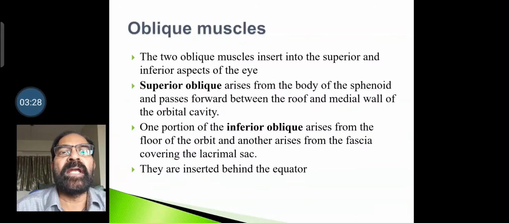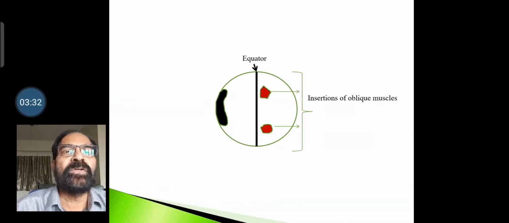They are inserted behind the equator. So in the picture you can see the eyeball is divided, that is the iris is shown anteriorly, then one line is drawn in the middle that we can call the equator. So the oblique muscles are inserted behind the equator, that gives them their opposite action.